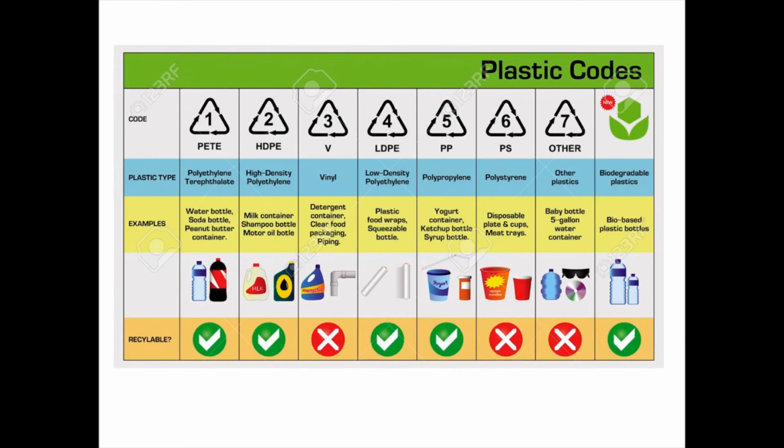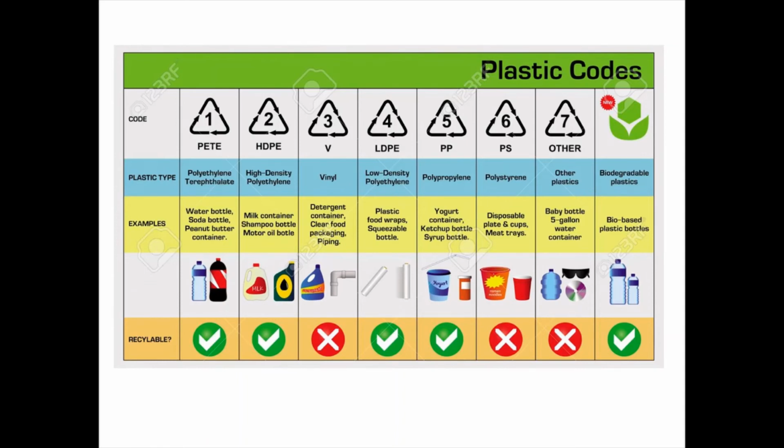What are the examples of polyethylene terephthalate? Water bottle, soda bottle, peanut butter container. What are the examples of HDPE? High density polyethylene: milk container, shampoo bottle, motor oil bottle. Vinyl chloride: detergent container, clear food packaging, piping.